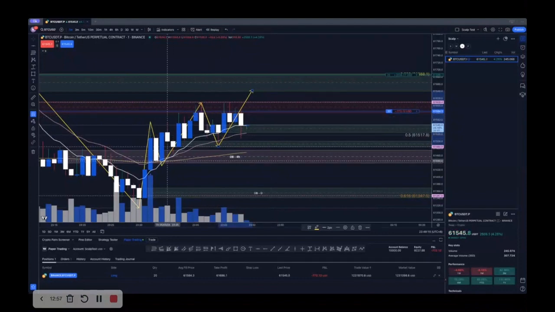And there's no sign of closing the gap between 10 and 21. That means we're not showing any bearish momentum. So I'm still very confident that the price is going to basically form a new higher high based on EMA.